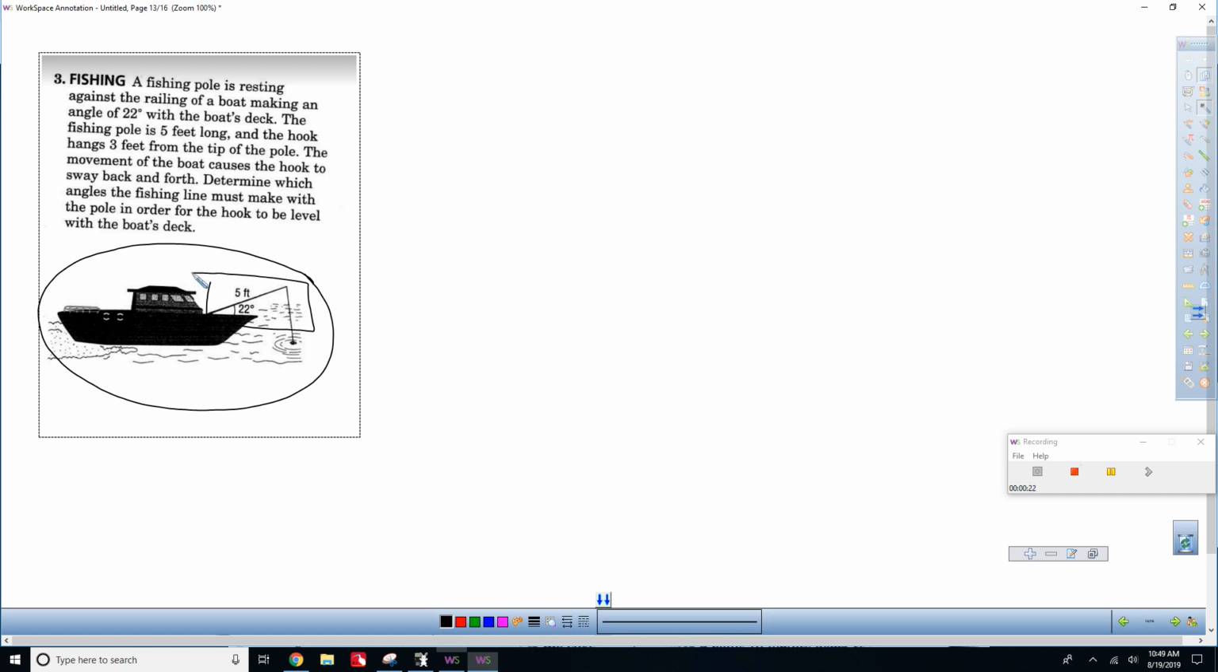So let me take this boat problem and really just isolate that picture. That's what we need. So the 5-foot pole is not changing. The length is always going to be 5. Also, this angle is not changing. It's always going to be 22 degrees.